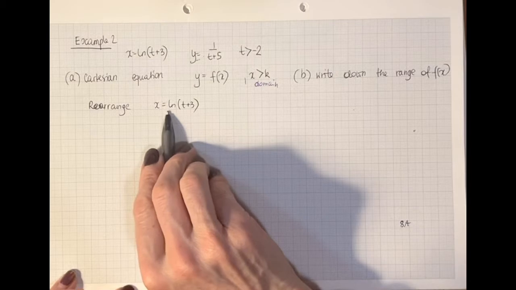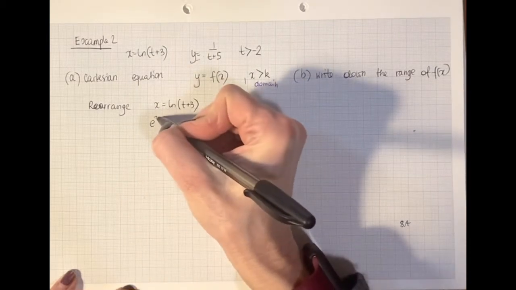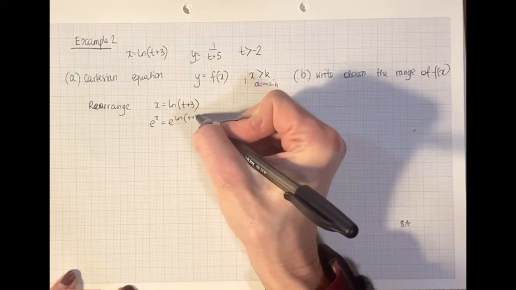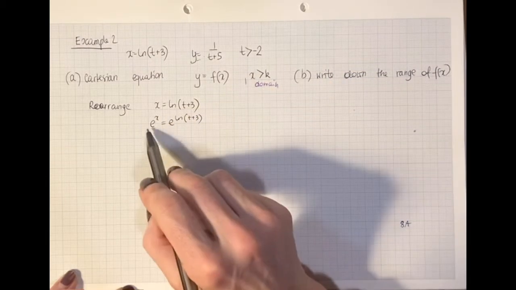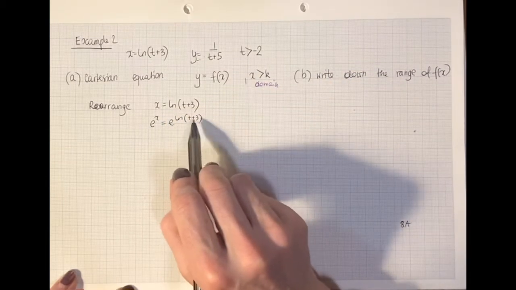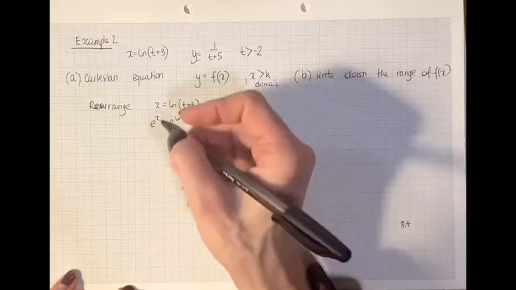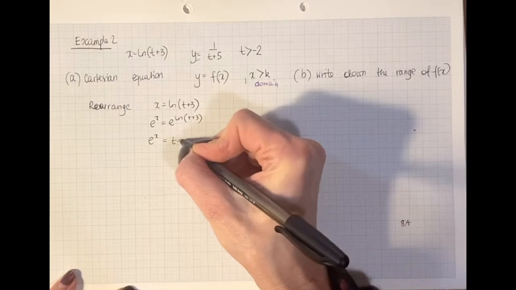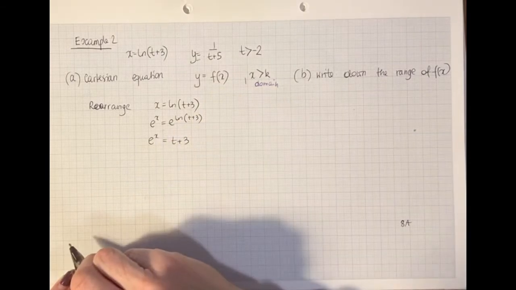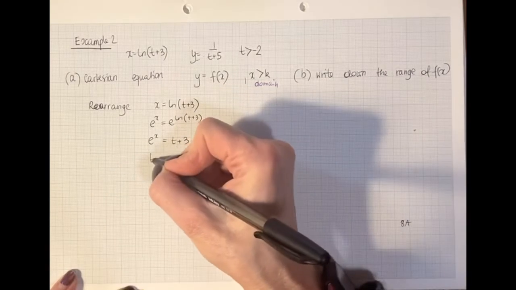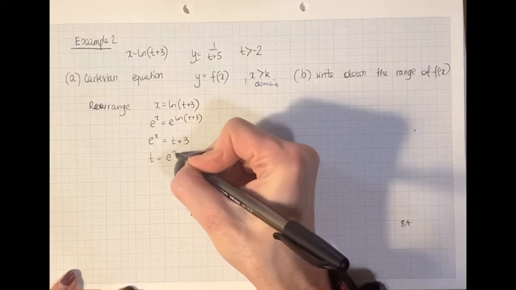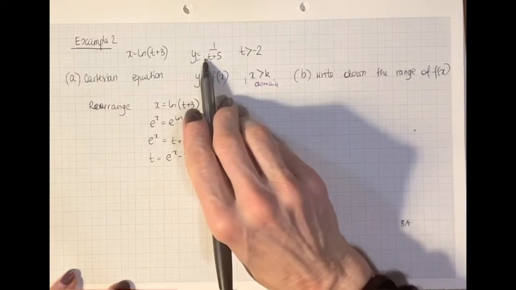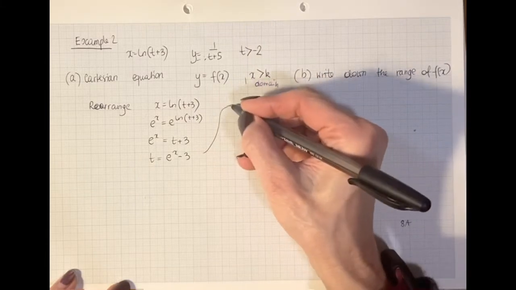So give it e, so it's e to the power of x is equal to e to the power of ln(t plus 3). I'll do it the long way, but normally you just put e to the power of x equals t plus 3. They cancel, neutralize each other, because they are inverses of each other, so e to the power of x is t plus 3. So t can be replaced by e to the power of x minus 3. So now we are ready to substitute it into the y.